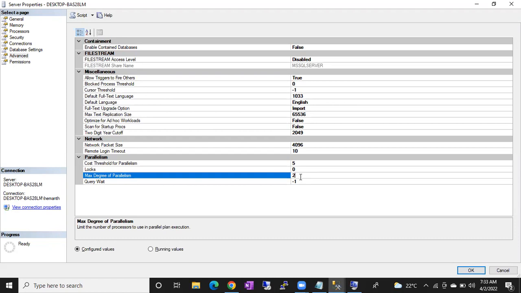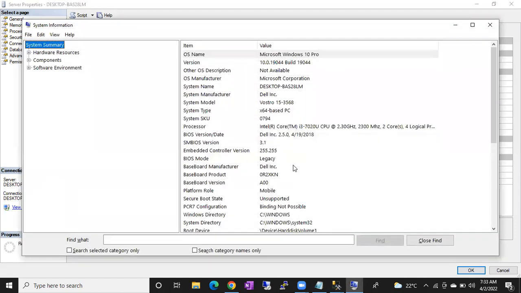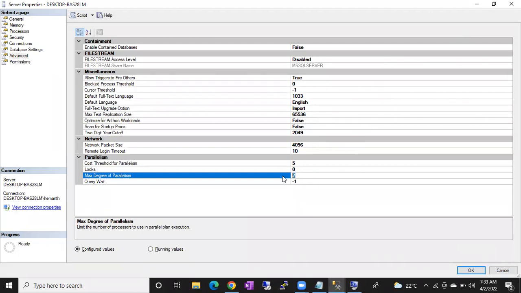If I have 4 cores here, what is the max degree of parallelism value, guys? Four. Each core is equal to 2 logical processors, but forget about logical processors. When we talk about CPU, we always call it in terms of cores only. So if I have 4 cores here, what is the value?